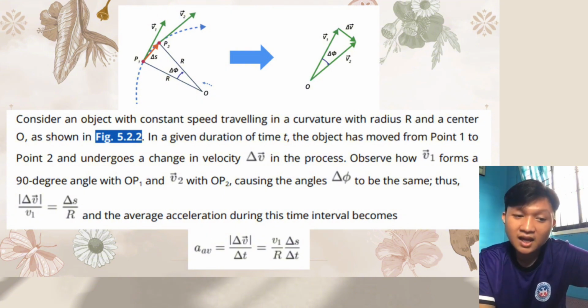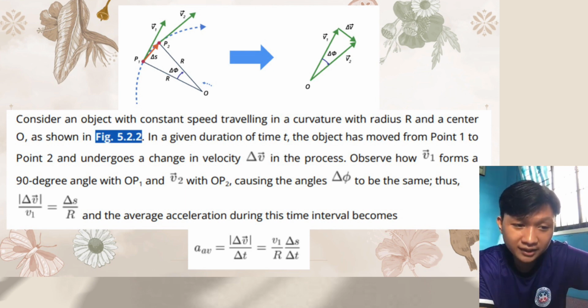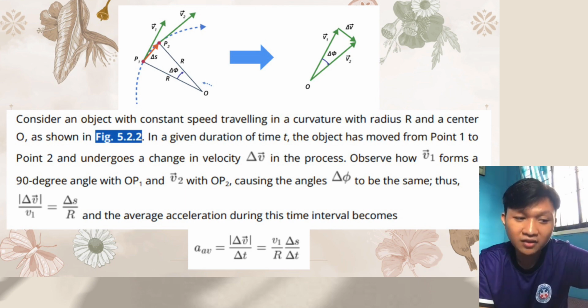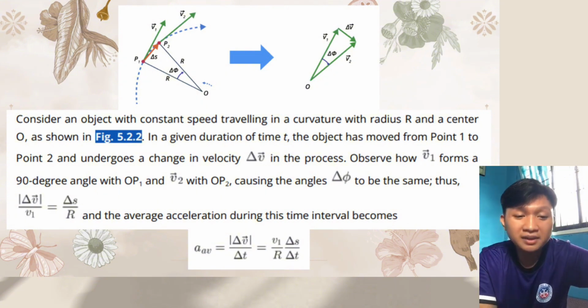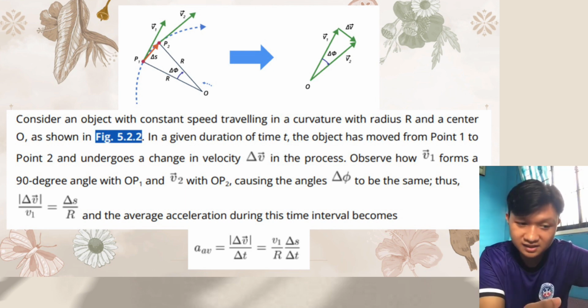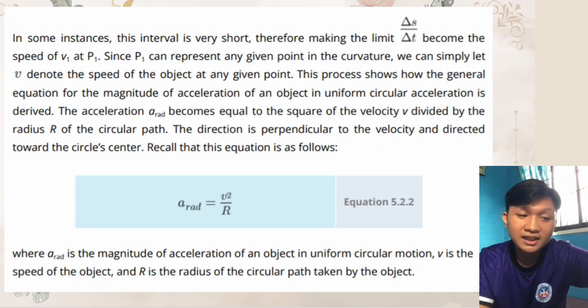In the process, observe how V1 forms a 90-degree angle with OP1. Dira makita ninyo, causing the angles in the triangle and theta to be the same. Thus, kaning formula is the average acceleration during this time interval. In some instances, the interval is very short, therefore making the limit become the speed V2.